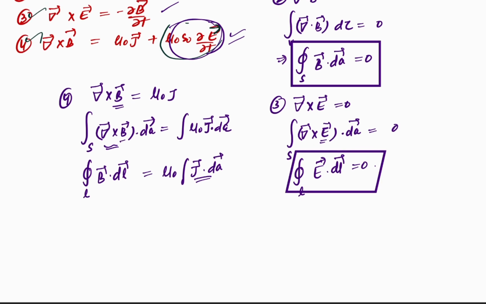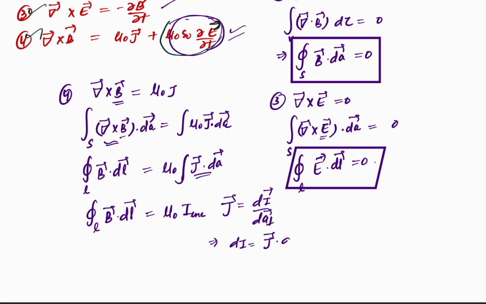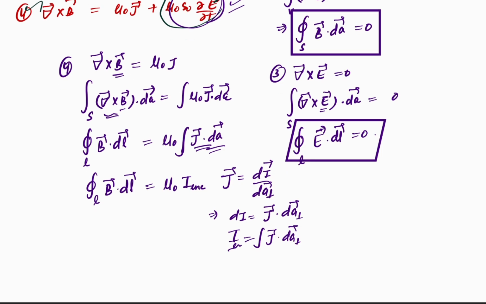And we know the integral of J dot dA is the current enclosed. So it's the closed line integral of B dot dl equals mu 0 I enclosed, because J is actually di by dA perpendicular, which implies di is J dot dA perpendicular. Taking the integral on both sides, I equals the integral of J dot dA perpendicular. So here it becomes I enclosed. So this one is the integral form of Ampere's law.